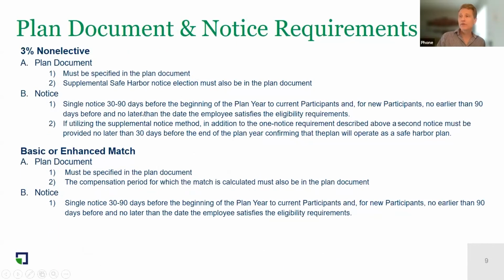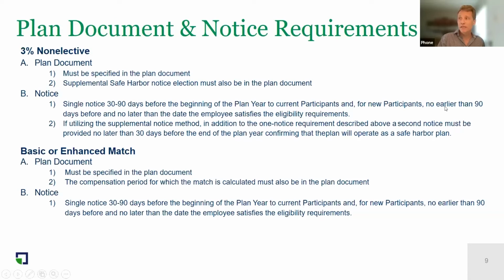Okay, let's go through the plan document and notice requirements real quick. All of these have to be specified in the plan document. Okay, for the 3% non-elective, there's actually two different notice methods you can use. You can use a one-time notice method, or you can use what we call a supplemental safe harbor notice method. Under the single notice method, one notice is given 30 to 90 days before the beginning of the plan year. Those are for your existing plan participants.